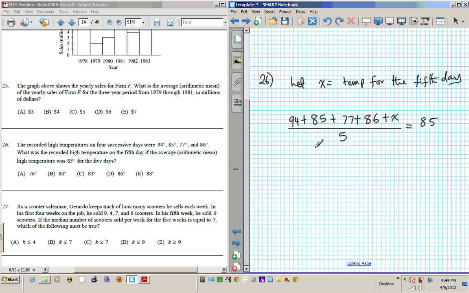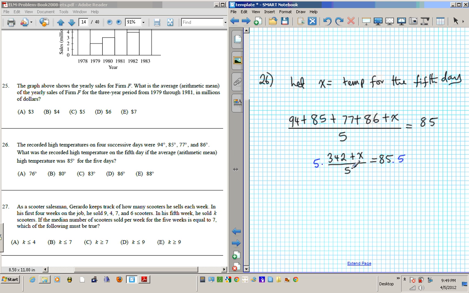Okay? So 94 plus 85 plus 77 plus 86 is 342. So if you add them all up, you get 342 plus x divided by 5 equals 85. Now to get x by itself, I need to get rid of the denominator and then the 342. So I multiply by 5 and then subtract 342, okay? So multiply by 5, multiply by 5.